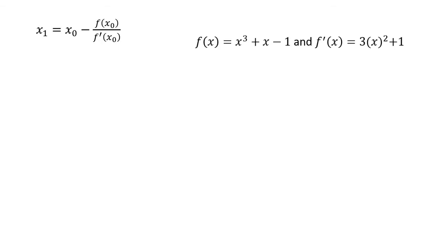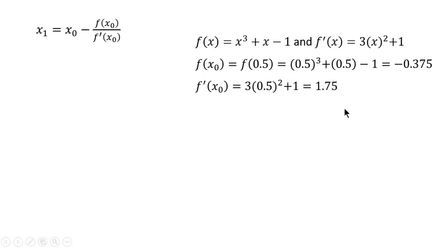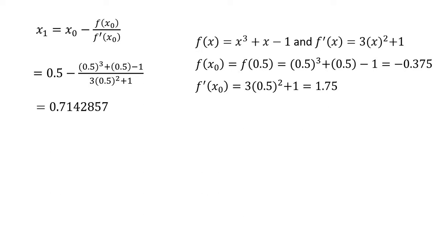Use the Newton iterative formula x1 = x0 - f(x0)/f'(x0), and f(x) is x^3 + x - 1. f'(x), the derivative, is 3x^2 + 1. Now put x0 in these two formulas. You will get f(x0) and f'(x0). You can put x0 in our equation. Now this is our equation. After using a calculator, you get the answer as 0.714285. Okay, now this is our x1.